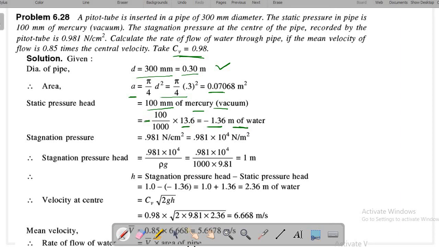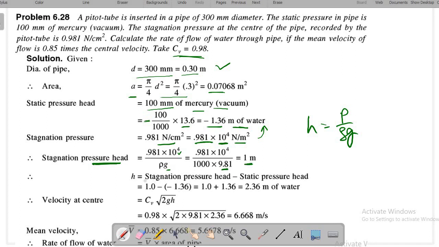Then they have given the stagnation pressure as 0.981 Newton per centimeter square. I need to convert it into Newton per meter square, so I multiply by 10 to the power 4 Newton per meter square. Actually I need to have it in terms of meter of water, right? So I need to calculate pressure head. Pressure head is given by P by rho g. So P is 0.981 times 10 to the power 4, rho is 1000, g is 9.81. So we are getting the answer as 1.